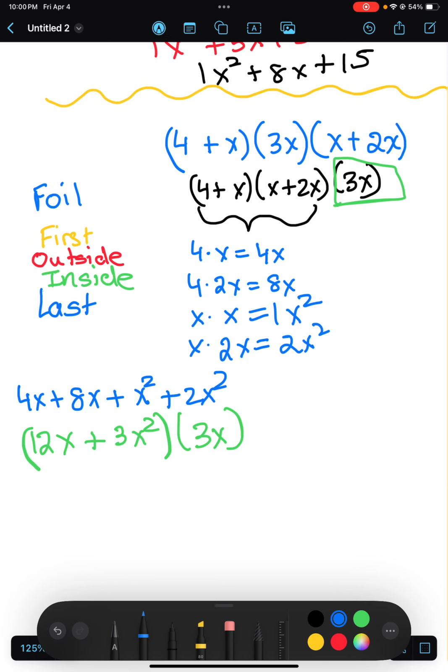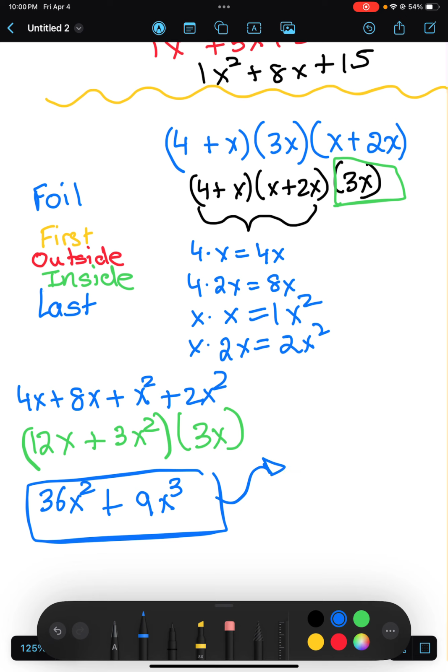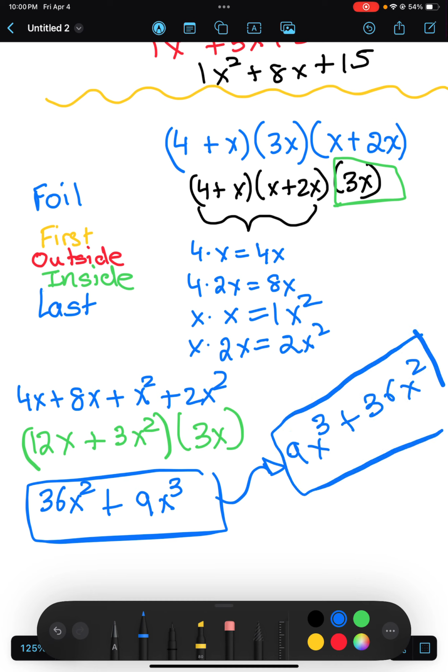So how I want to multiply? Well, I'm going to take this 3x times by 12 and then 3x times by 3. So let's do 3 times 12. That gives us 36 x squared plus 9x to the power of 3. And that is our answer, okay? You can write this with the highest power first. And that would be your answer, okay?